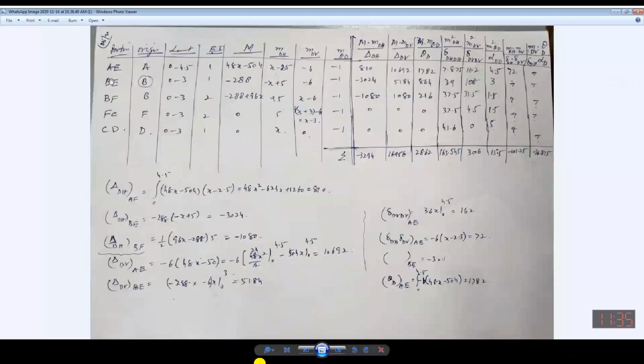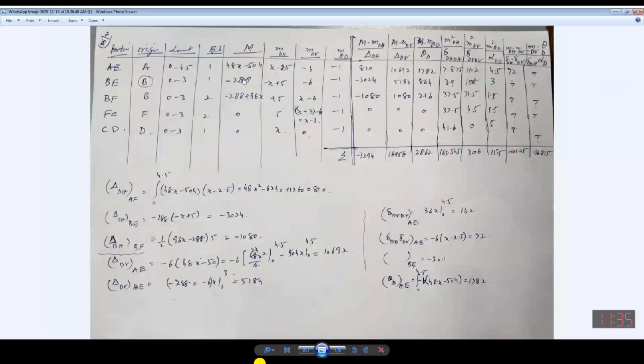Now I have segregated all the segments of this structure. AE, then is EB, then BF, then FC, and then comes CD. And I have chosen arbitrarily, according to my own choice, the origin. Any point can be taken as origin, A, B, whichever it is, and this is the limit. This is EI, and you can see if there is 2I, it means it will be 2, because EI has been taken to be constant, so I have taken it as 1, and you also need to take it as 1.